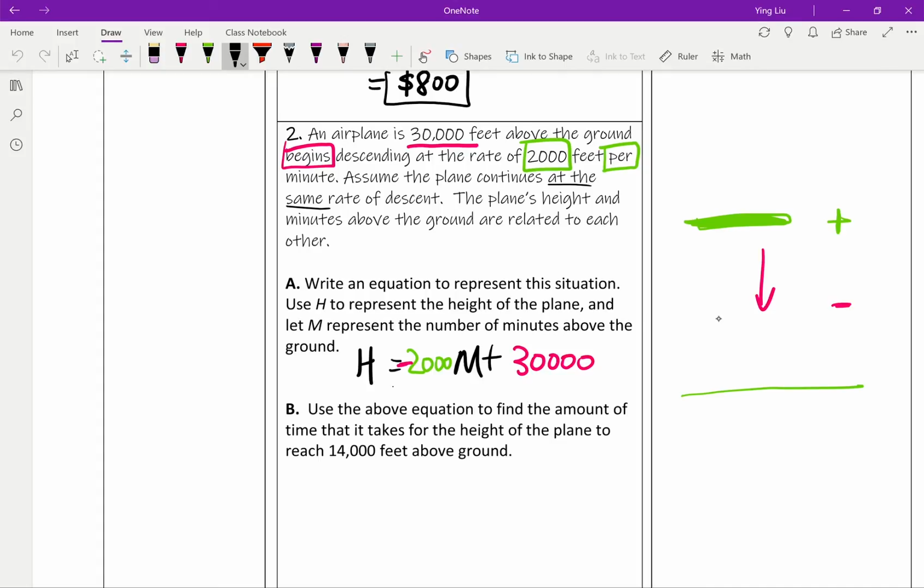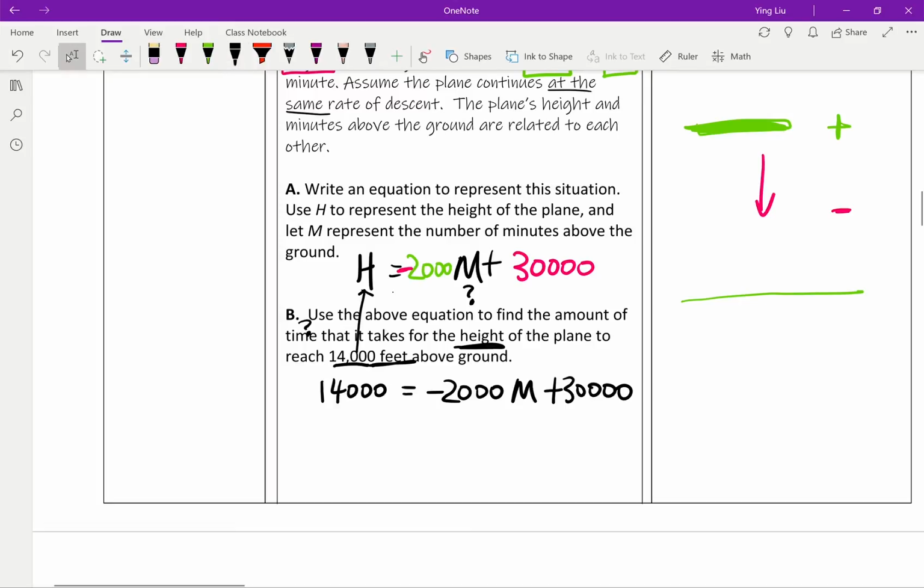So for part B, it's saying find the amount of time that it takes for the height to be at 14,000 feet. So we're saying that 14,000 feet, that's our height. So when we plug in this value, we're solving for how many minutes. So we're solving for m, but we're plugging in h. So we're going to put 14,000 equals negative 2,000 m plus 30,000. And then we're solving for m. So then we will know how many minutes.